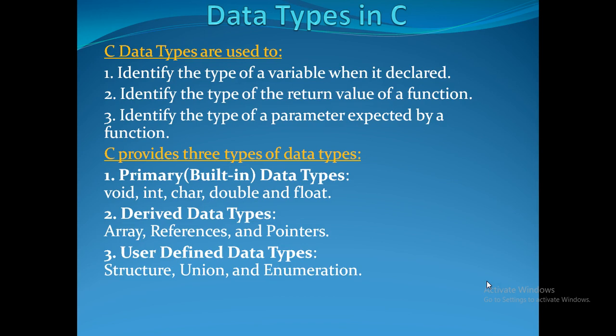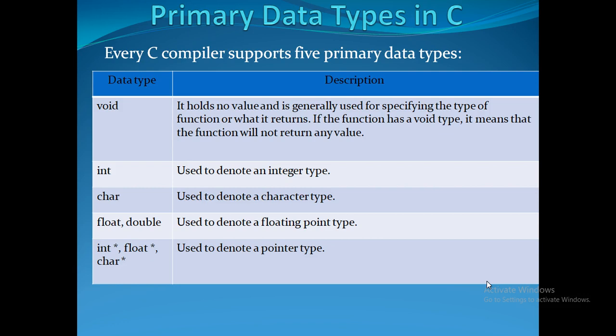Then the second one is derived data types. They are arrays, references, pointers, etc. The third one is user-defined data types: structure, union, and enumeration. These are concepts that we will discuss in future classes. While discussing all those concepts, you will understand very clearly what we are discussing here. Okay. So every C compiler supports 5 primary data types.